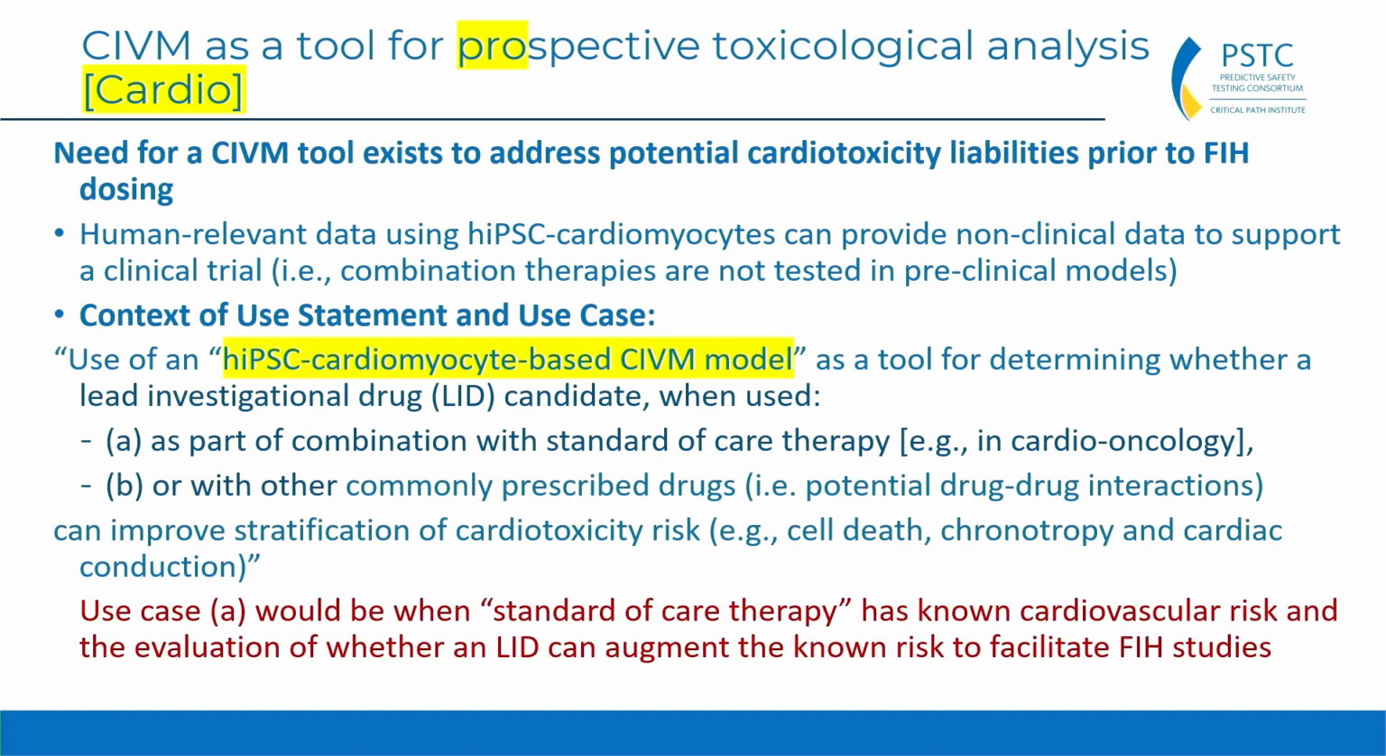There we go. Use case A would be when the standard of care therapy has known cardiovascular risks, such as in the case of anthracyclines. It's a well-known case. So when there is known risk with the standard of care therapy, the evaluation of whether a new lead investigational drug candidate can augment that known risk. So does it increase or decrease that risk? We may not know. Usually we'd be worried about the increased risk component to facilitate a first-in-human study. So here we're facilitating from preclinical to clinical drug development using a CIVM.